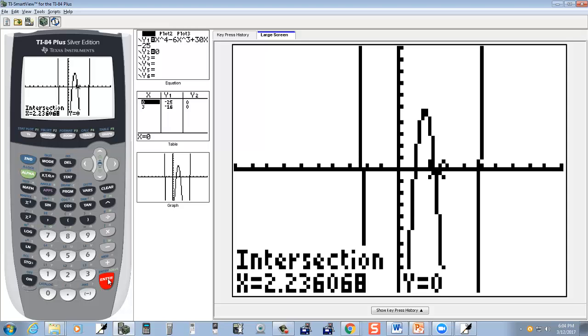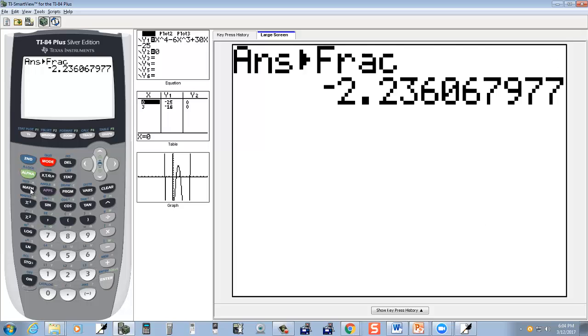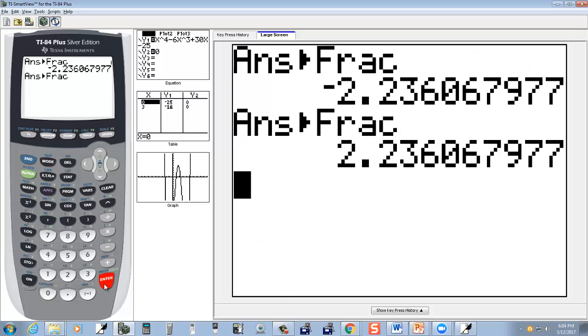2.236068. Well, we know how to handle decimals, so we'll exit out, do second mode, and then we'll do math, enter. That doesn't change to fractions. We can't use that.